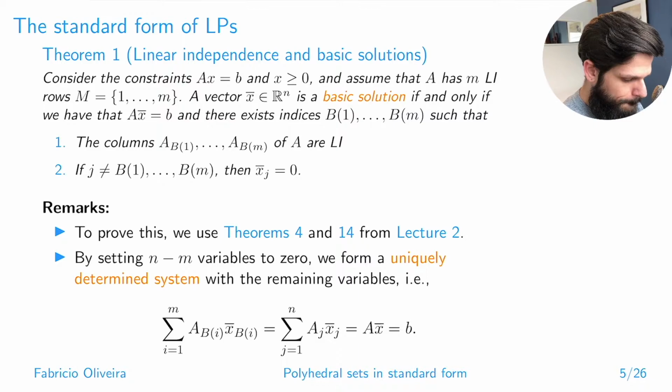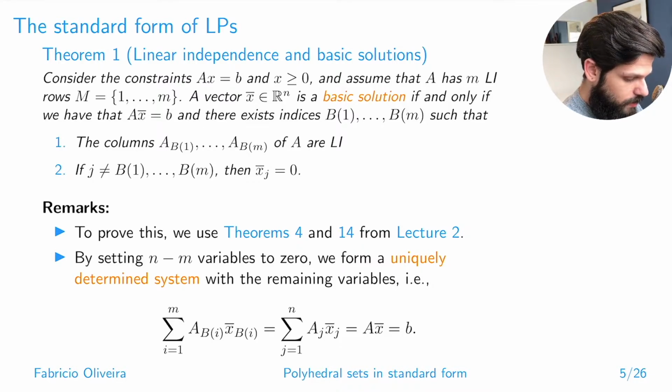And by the way, when you set n minus m variables to 0, what we're also doing is equivalent. It's kind of a simultaneous effect, if you wish, because you have a system with m equations and n variables, and remember that n is greater than m by definition.